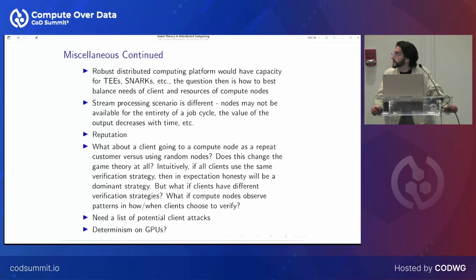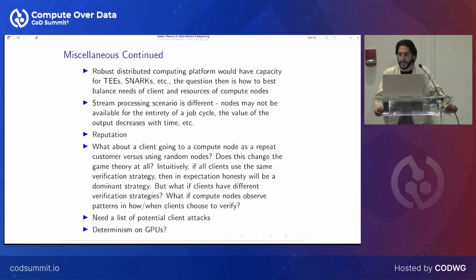It's also important to note that the stream processing scenario is different, right? So nodes might not be available for the entirety of a job cycle. The value of the output decreases with time and so on. And so there is a slightly different game theory in this environment. And the authors of the decentralized compute marketplace, they followed up with a really good paper on a streaming compute marketplace as well. And I would recommend people read that if they're interested.